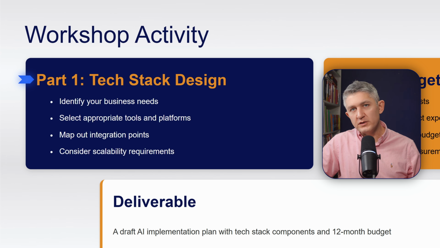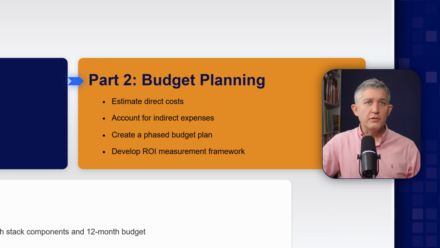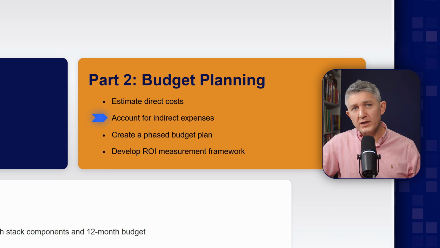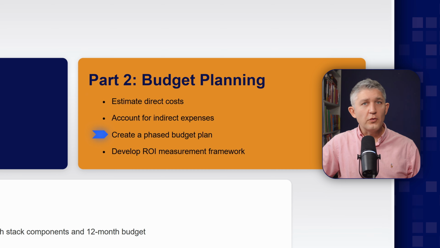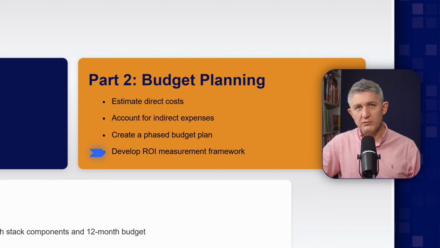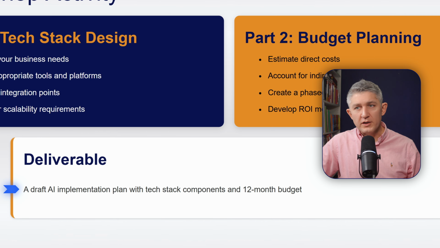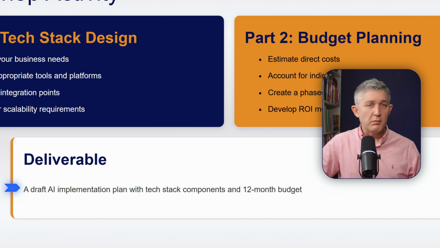Okay, your turn. Take a piece of paper, sit down and figure this out in 2 parts. Part 1 is technology stack design. Identify your business needs from a skills perspective and data infrastructure. Consider tools, and consider mapping integration points and the scalability that you need. For part 2, go over the budget planning. Estimate direct and indirect costs on the back of a napkin. Create a phased budget and define what kind of ROI you might be delivering. Your deliverable would be a draft implementation plan with the tech stack components and a 12-month budget with the various cost points that we just discussed.